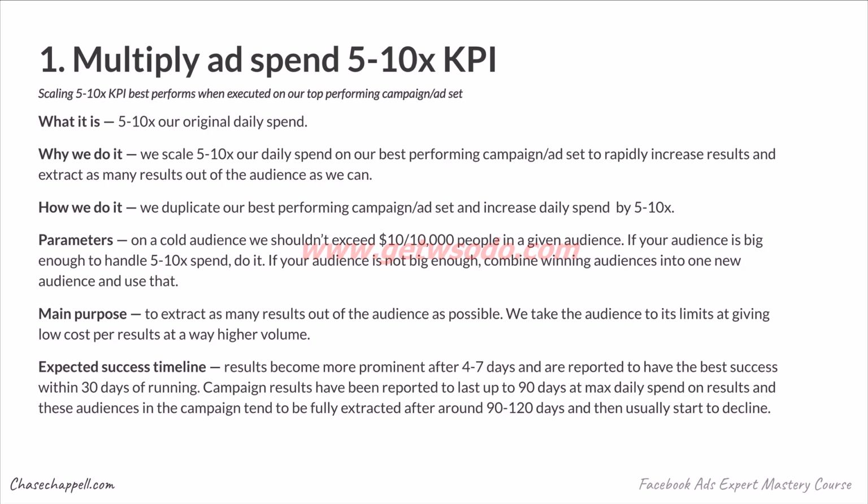And the expected success timeline for this is results become more prominent after 4 to 7 days and are reported to have the best success within 30 days of running. And campaign results have been reported to last up to 90 days at max daily spend on results. And these audiences in the campaign tend to be fully extracted after around 90 to 120 days and then usually start to decline on results. And so, within those 30 days, you're going to see probably your best results because you're going to be spending way more.